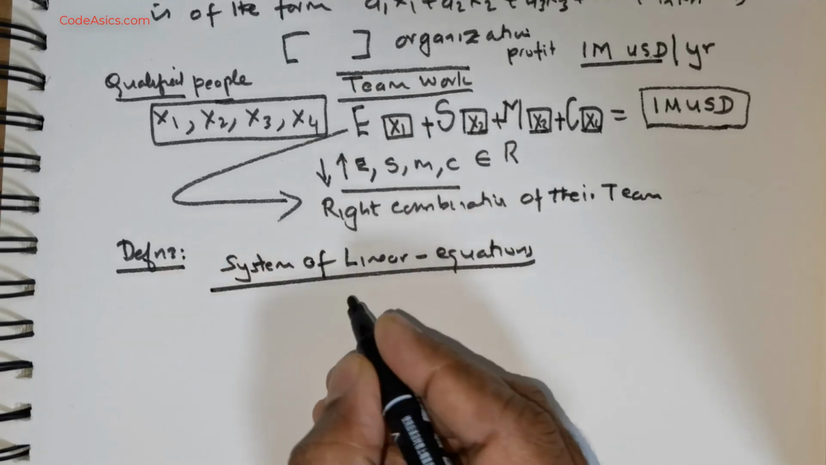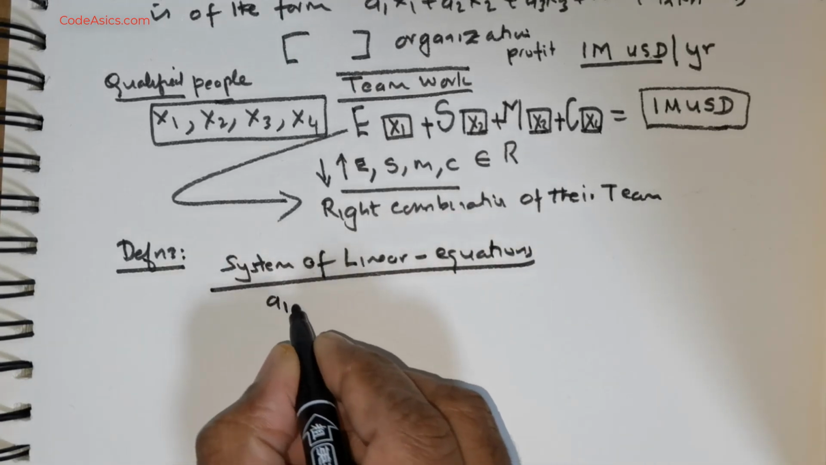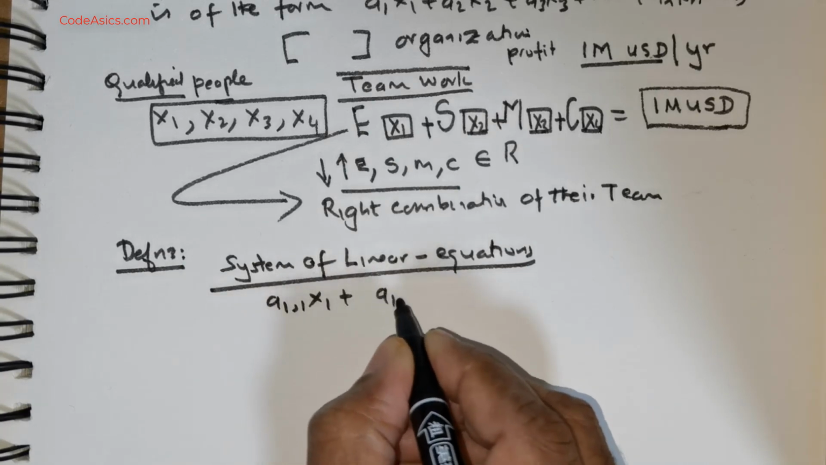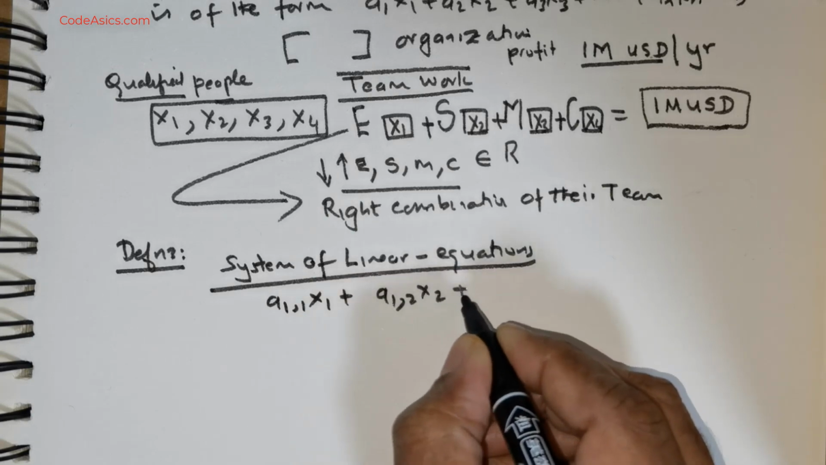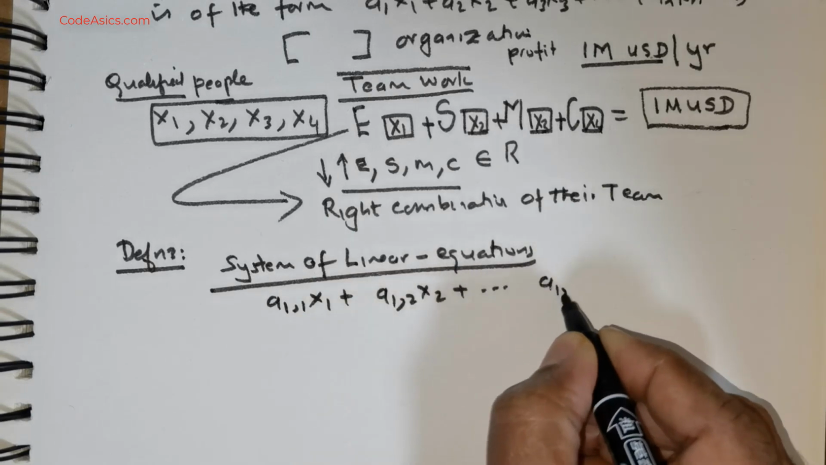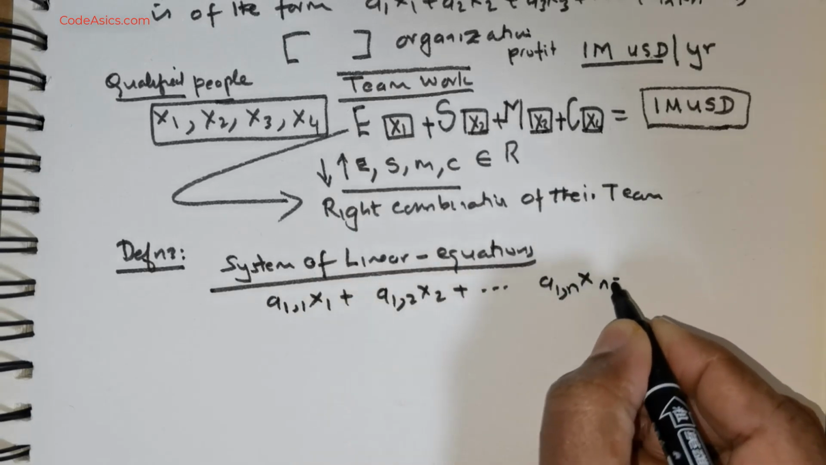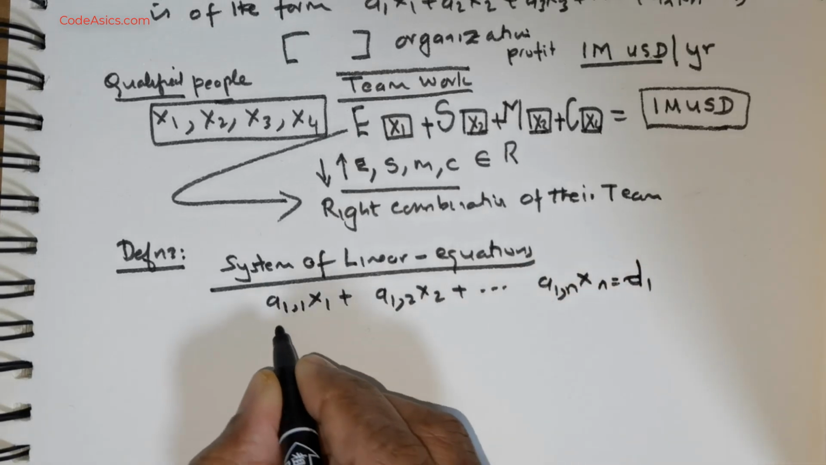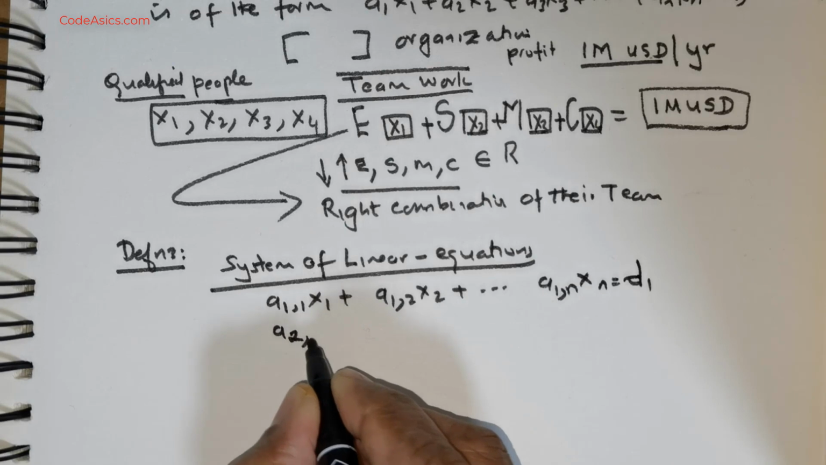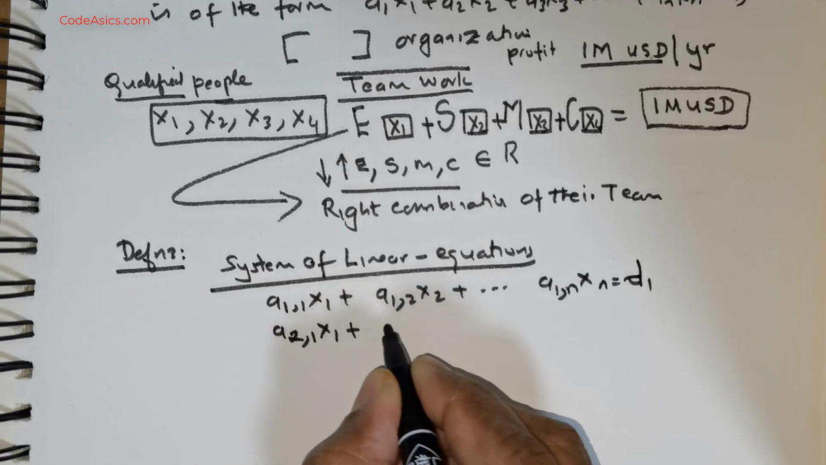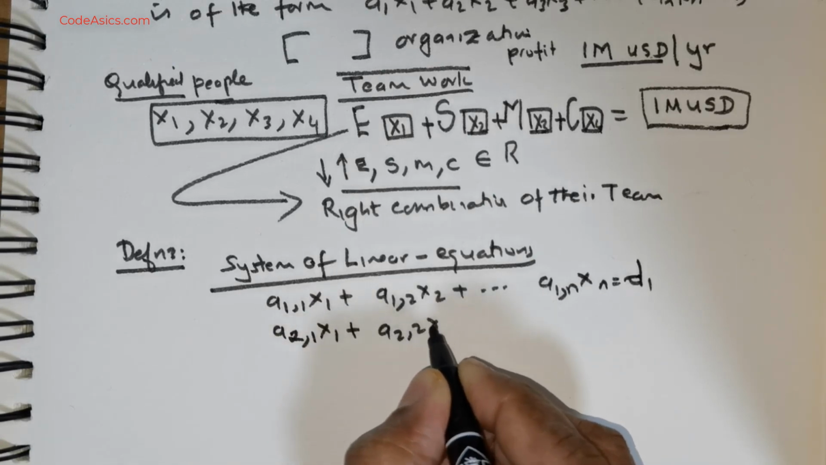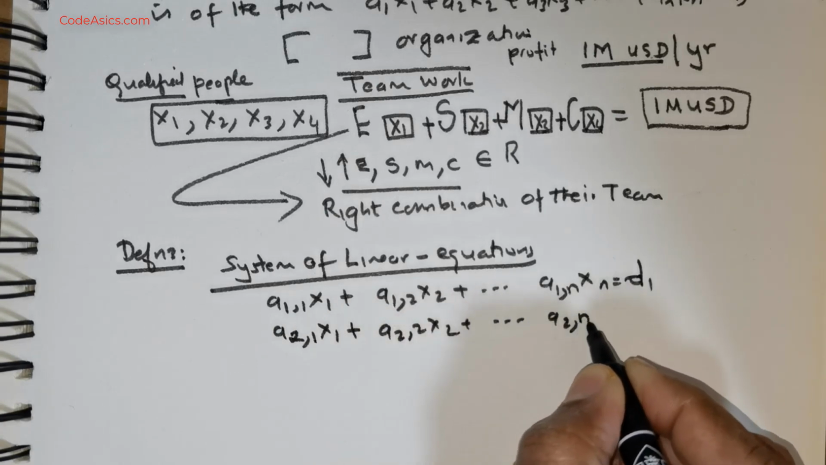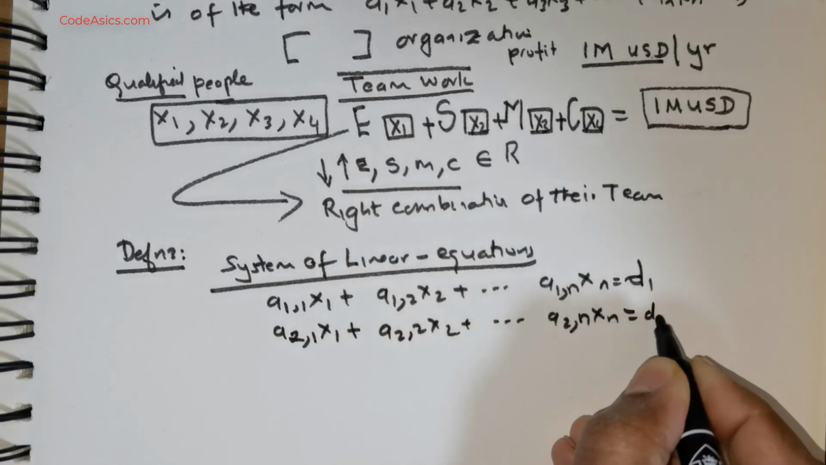So how will the system look? The system will be in this fashion. One, it's a constant, right? This will be the form of the system. Plus etc. a1,n times xn is equal to, say, some d1. And the next one is going to be a2,1 x1 plus a2,2 x2 plus etc. a2,n times xn is equal to d2.